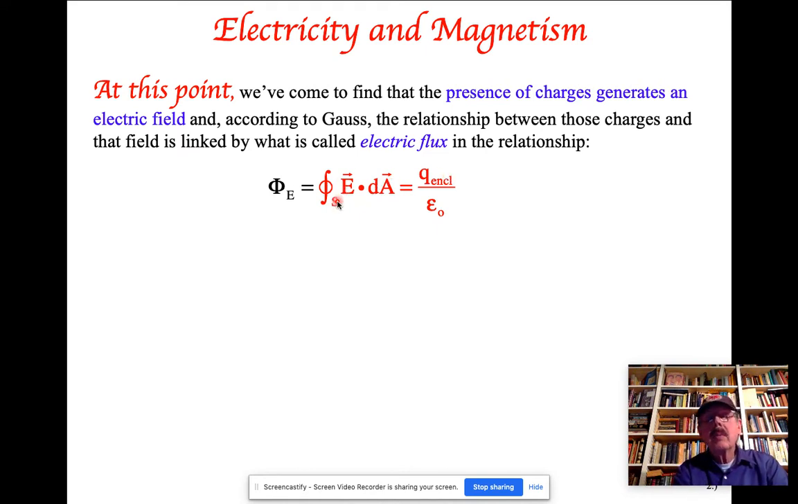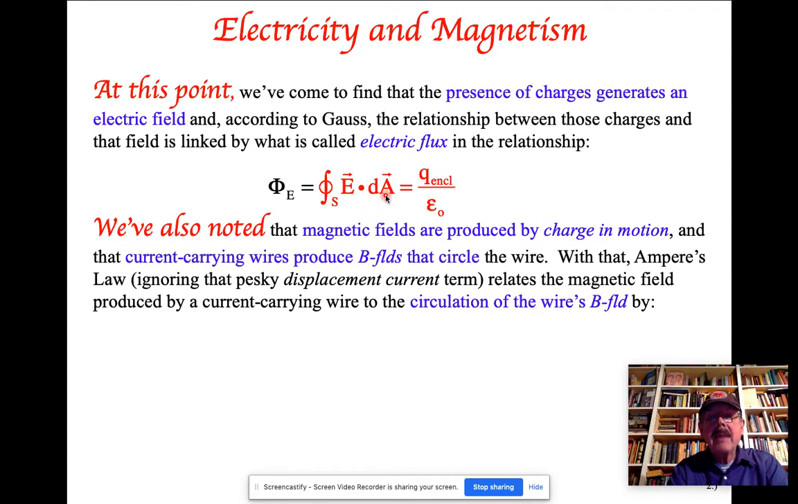And you were introduced to the mathematical definition. You take the vector field and you dot it into either the area or a differential area. And then if it's the full area, you're done. And if it's a differential area, you have to integrate over all the little pieces to get the total flux through the surface. Okay, so you're good with this, hopefully.